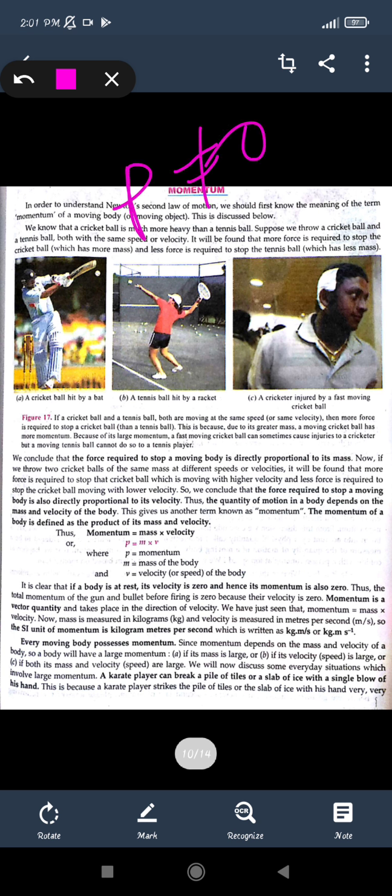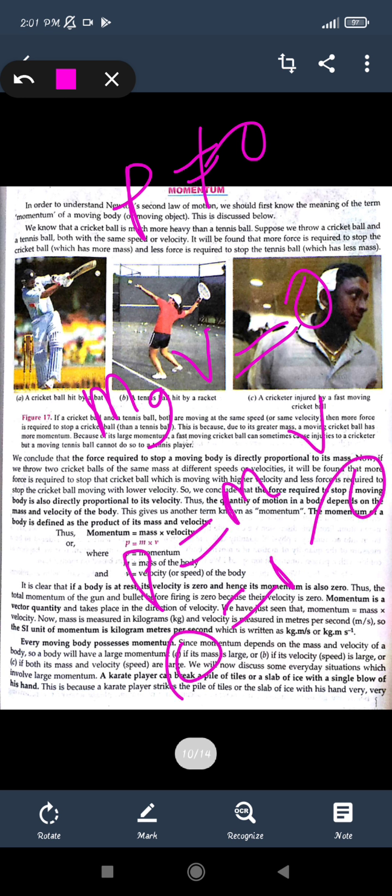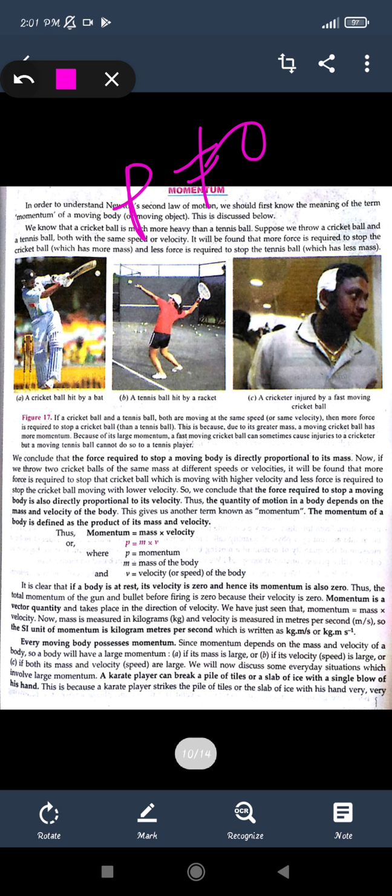But if the body is at rest, the mass is there and velocity is 0. And if one of the values of m or v is 0, then momentum will also be 0. What does it mean? That the momentum of a moving body is always there, but the momentum of a body at rest will be 0. So this is what momentum is.